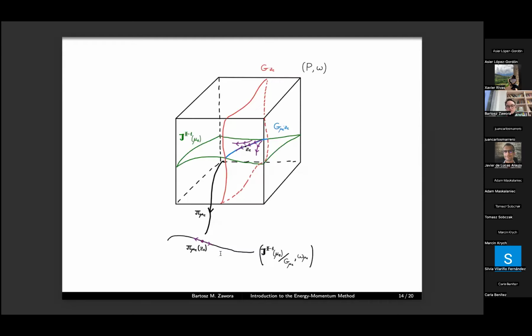Okay, so as I said, the idea of the energy momentum method is, first of all, to characterize these relative equilibrium points, so how to effectively and relatively easily find these kinds of points. And second of all, to present a way to determine their stability.